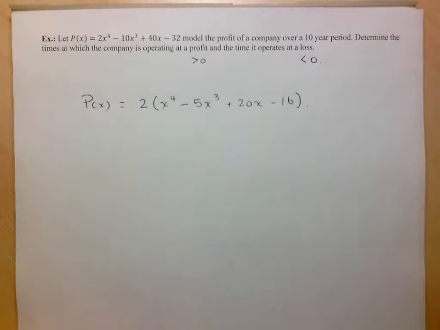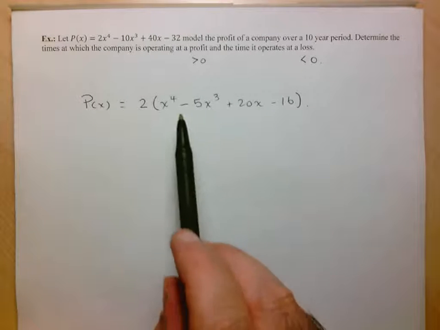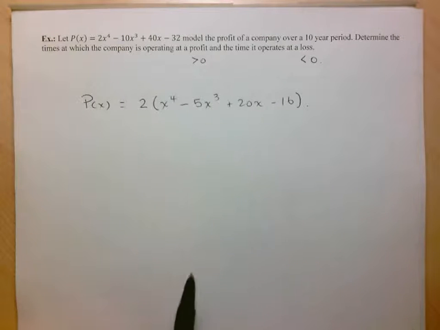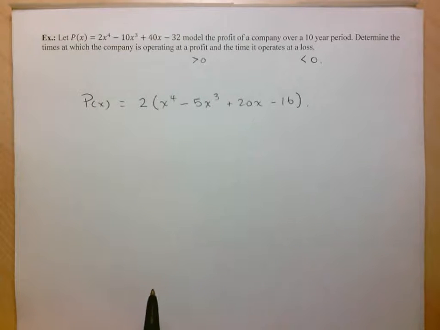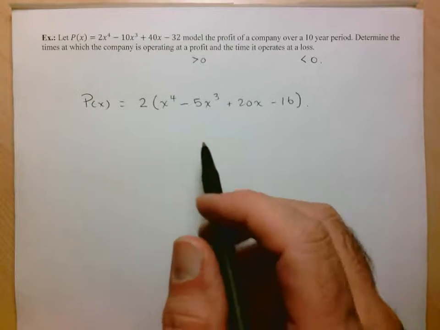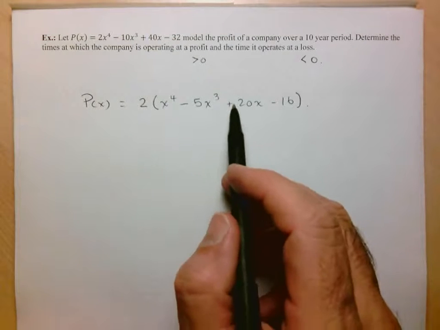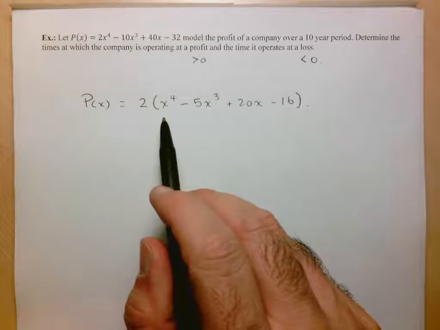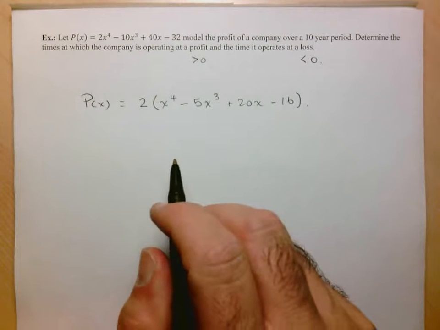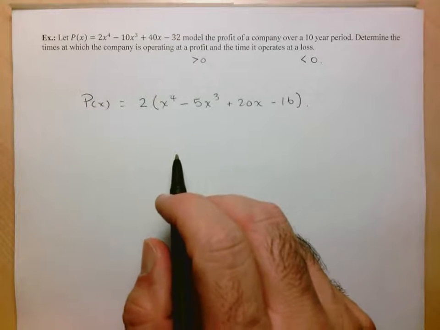Okay, and remember what we talked about earlier. The only place this function can ever change sign is at an x-intercept. So my goal is to find the x-intercepts of this function. Okay, now here we see a quartic. Notice it's missing the x squared term. I can't really think of any traditional factoring methods to use here, so I'm going to use the factor theorem.